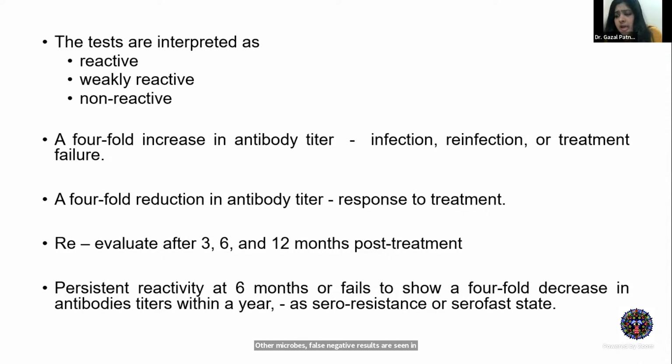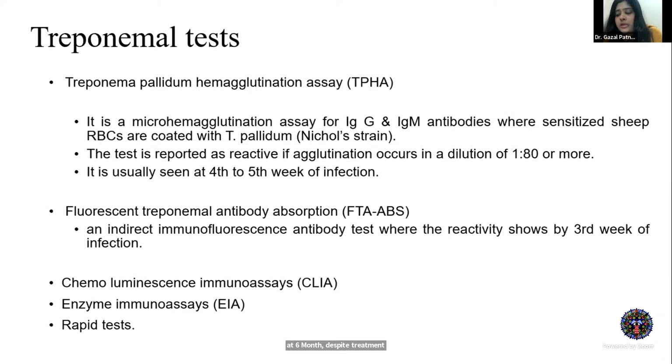The tests are interpreted as reactive, weakly reactive, and non-reactive. A fourfold increase in antibody titer indicates infection, reinfection, or treatment failure. A fourfold reduction, however, suggests a response to the treatment. So these tests are recommended to monitor the course of disease during and after the treatment. The patients have to be evaluated after 3, 6, and 12 months of the treatment to assess the response and even to detect any reinfection. If the non-treponemal test shows persistent reactivity at 6 months despite treatment, it indicates seroresistance or a serofast state.